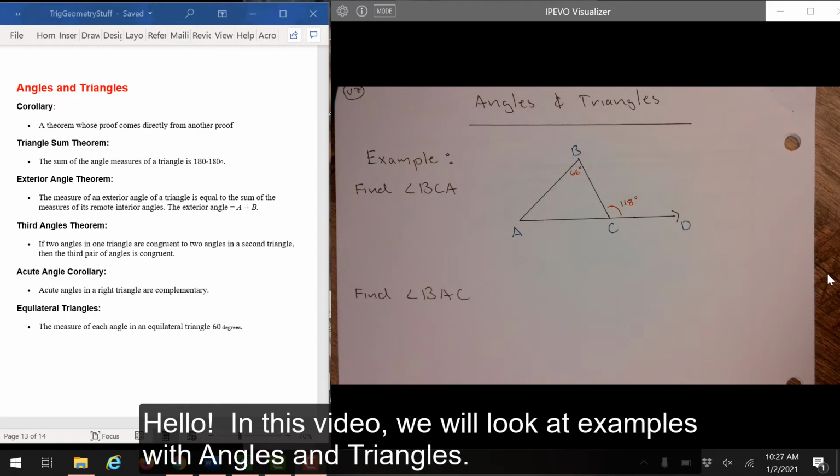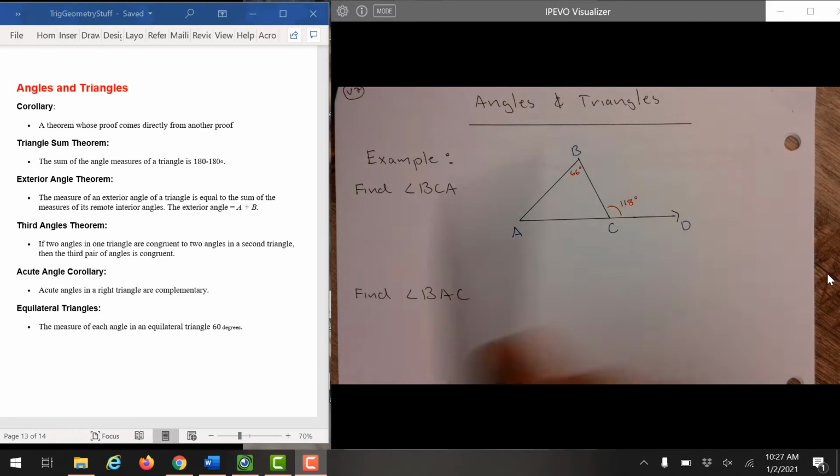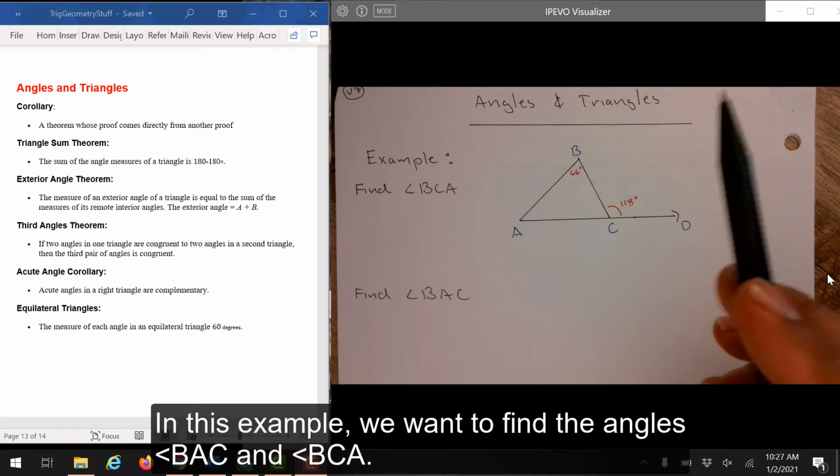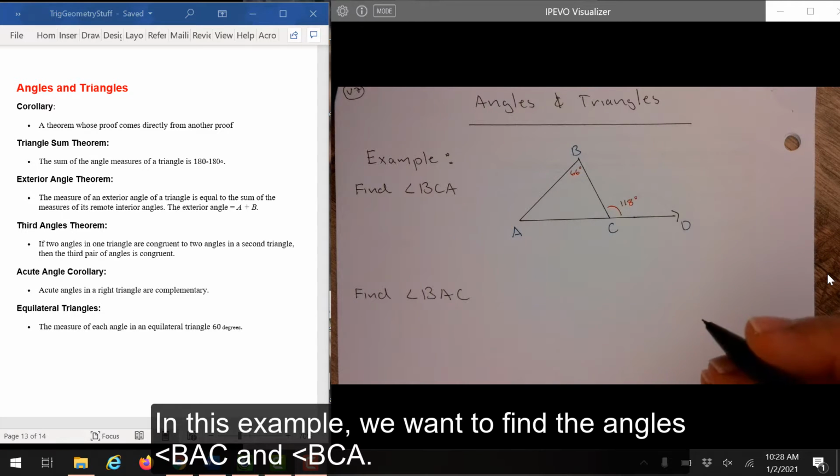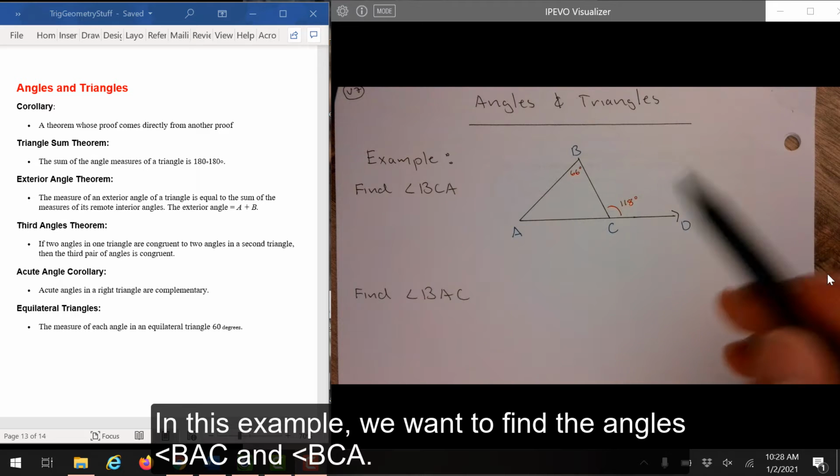Hello! In this video we will look at examples with angles and triangles. In this example, we want to find the angles BAC and angle BCA.